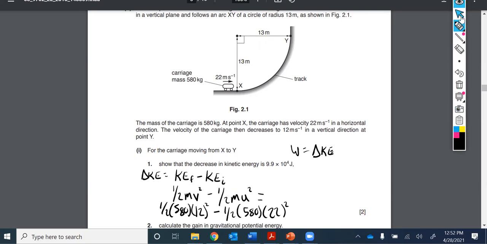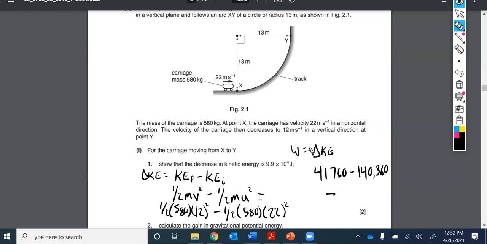I'm going to calculate each one separately. So 580 divided by 2 is 290 times 144, which is 12 squared. So the final kinetic energy is just 41,760, you should calculate. The initial kinetic energy, with a velocity of 22, square that, times 580, and divide that by 2. So it started out with 140,360 joules of kinetic energy, but it decreased to this.